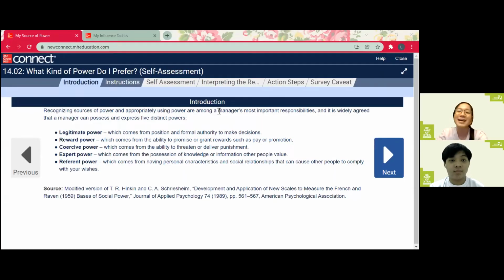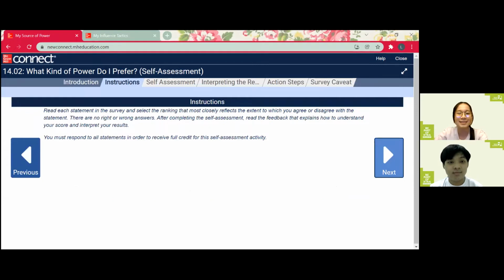All right, so the next thing we do in the Principles of Management lesson is we do self-assessment as a manager. All right, so the first exercise you'll be doing is what kind of power do I prefer? So there'll be questions prepared to assess our readiness on my source of power. So at the end of this, I will find out what my source of power is and the kind of power that I prefer. So yes, let's get started.